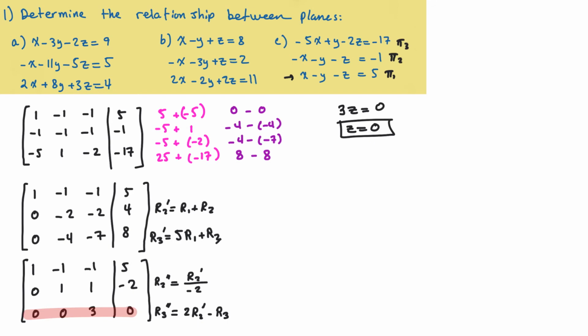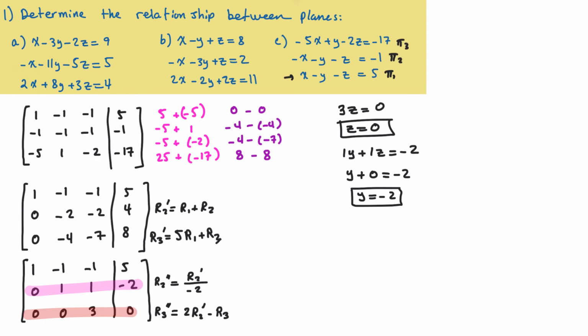Then we are going to use the next row over here, and in this one we have 1 times y plus 1 times z is equal to -2. That means y plus 1 times z, which is just 0, is equal to -2. That means y is equal to -2. Nice round values. It's really nice to have.